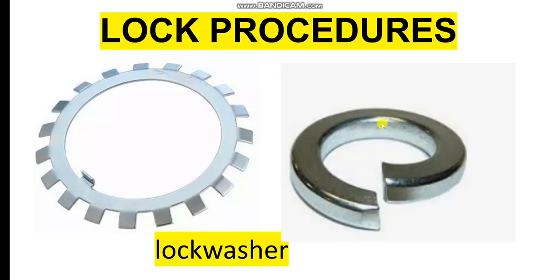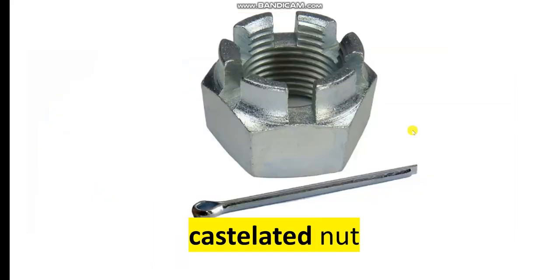Locking procedure. This is just an example: a lock washer of this type, and another type here. Also, here is another one, a castle nut, another method for locking.